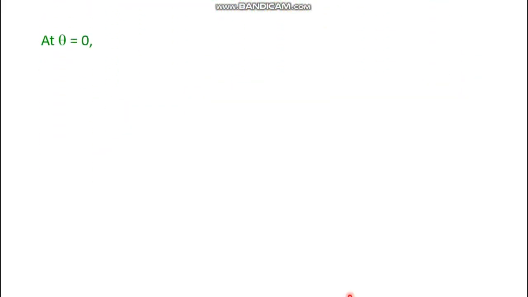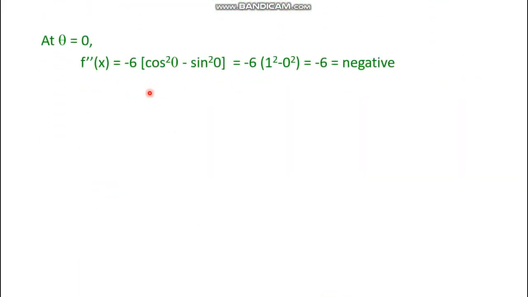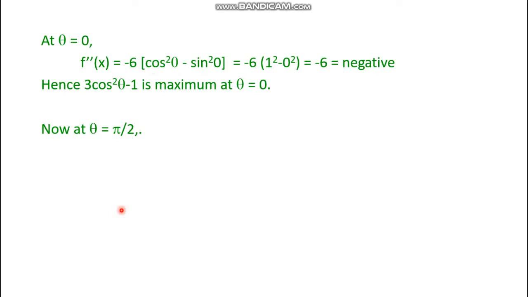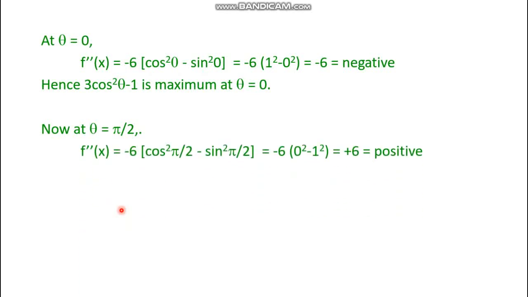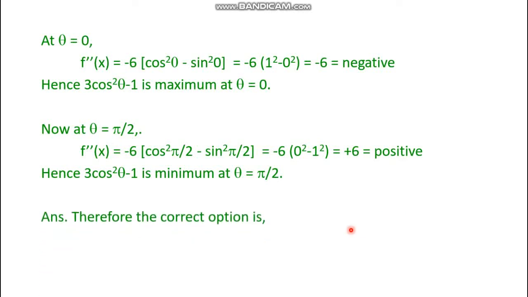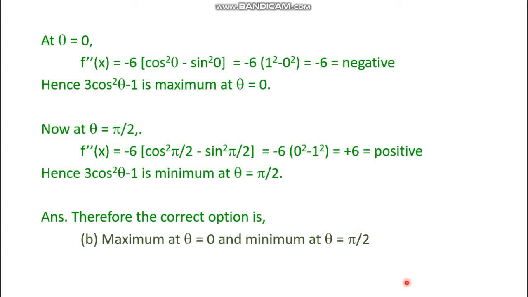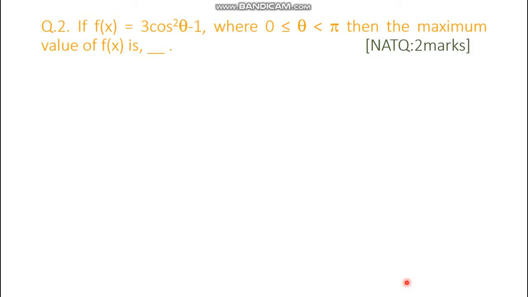Now at θ = 0, f''(x) = −6 (cos² 0 − sin² 0), that means −6, which is a negative value. That means it is maximum at θ = 0. And at θ = π/2, that means 90 degrees, we find that f''(x) is positive. So it is the minimum at π/2. So the correct option is option B: f(x) is maximum at θ = 0 and minimum at θ = π/2. So this is a 2 marks MCQ question.